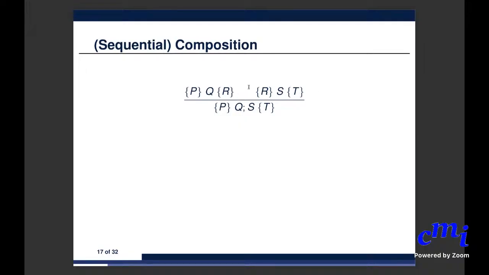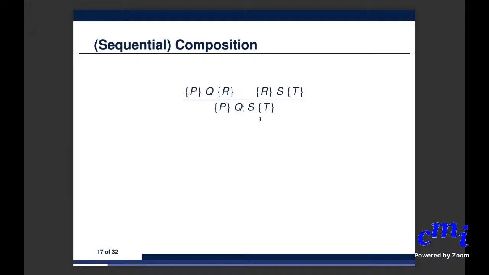If you read it in the forward way, if you start with P, execute Q, and R holds when it terminates, and then in the same state that satisfies R, if you execute S and T holds good, then you can conclude that if you started with P and executed Q first and then S, T would hold. Correct? That's what the sequential composition is saying.